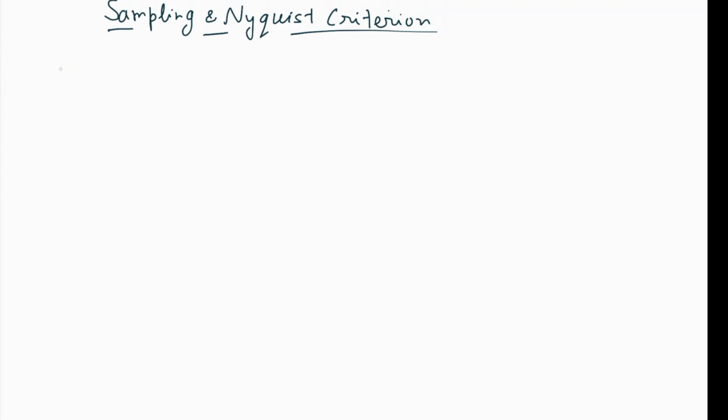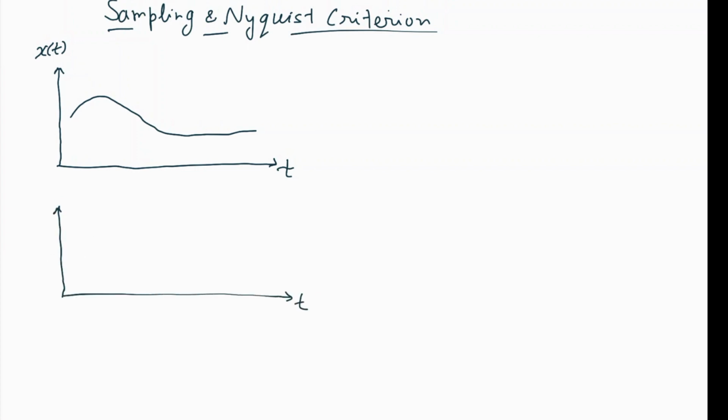Suppose we have a continuous time signal x(t), which means it has a value at every instant of time. Now if we convert this signal into a discrete time signal using a sampler, the sampler has the values at different instants of time like t1, t2, t3, t4, t5 and so on. So this signal is called a sampled signal.